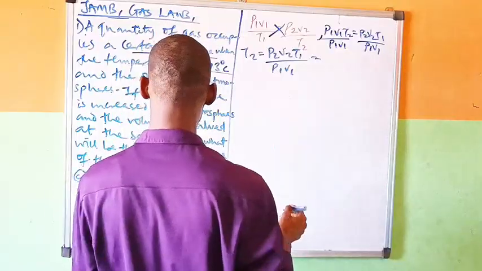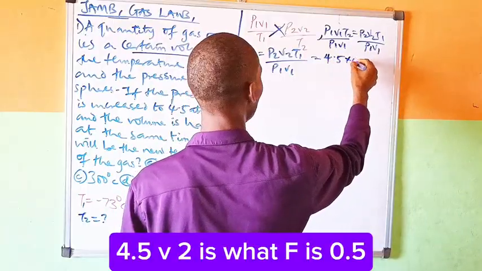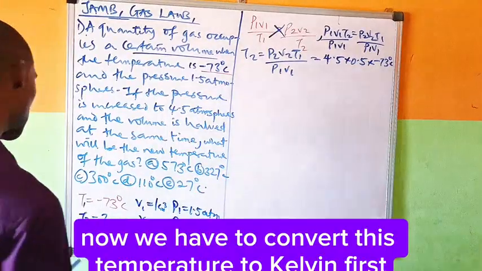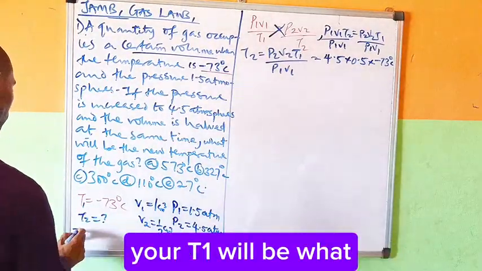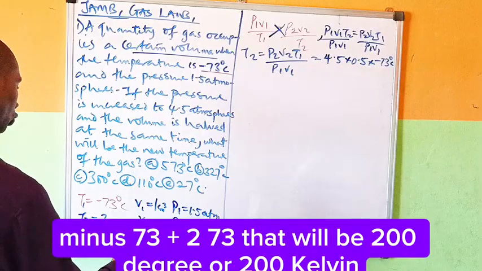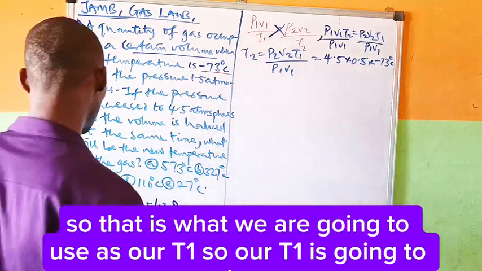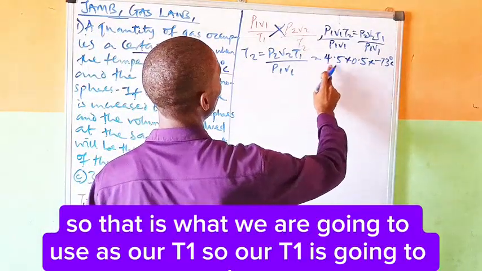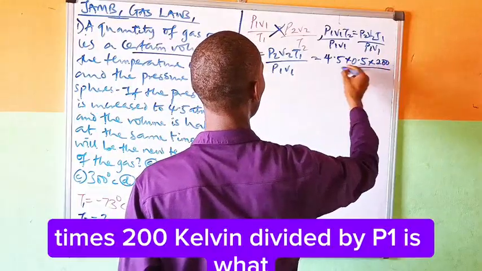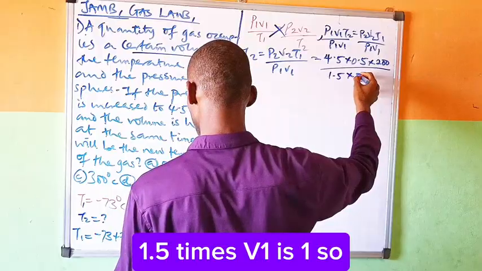P2 is what? 4.5. V2 is what? Half is 0.5. Now we have to convert this temperature to Kelvin first. So how do you convert to Kelvin? Your T1 will be what? Minus 73 plus 273. That will be 200 degrees, or 200 Kelvin. So that is what we are going to use as our T1. So our T1 is going to be times 200 Kelvin divided by P1, which is 1.5, times V1, which is 1.